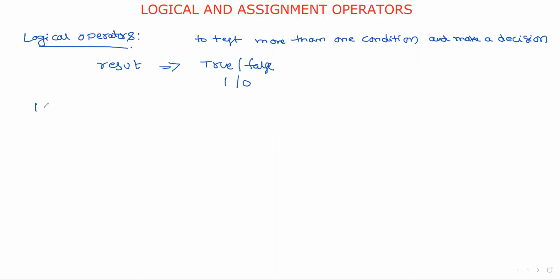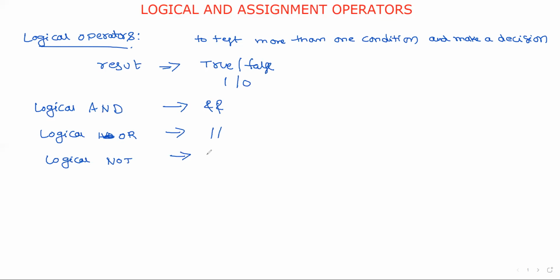So the different logical operators are logical AND, logical OR, and logical NOT. The symbol for logical AND is double ampersand. Logical OR is double pipe. Logical NOT is this one. These are the three logical operators that are available. First, I will explain the logical AND operation.